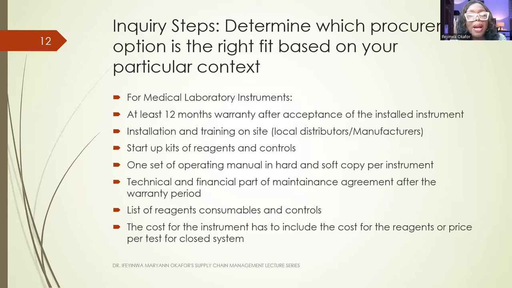In the inquiry steps, you also need to determine which procurement option is right based on your particular context. For example, for medical laboratory instruments, you need to consider some of these things. At least a 12-month warranty after acceptance of the installed instrument.